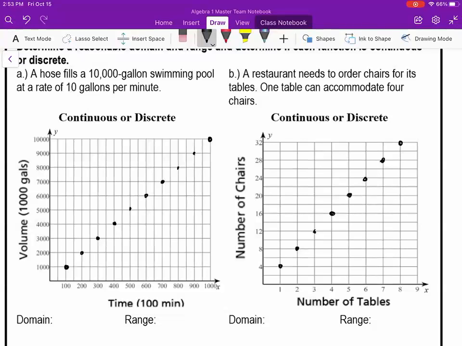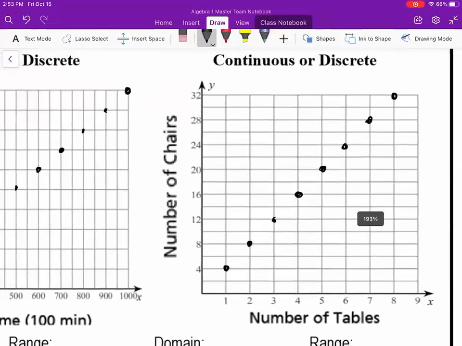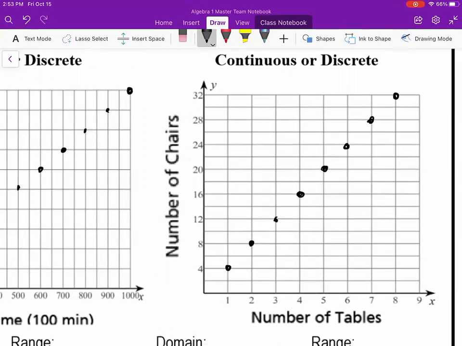All right, so the biggest question here is, should we connect the dots? And I wanna start with letter B because it's easier to visualize whether this is continuous or discrete. So we know that after when we get 2 tables, we have 8 chairs. But can we have, for example, 3.5 tables? Is that possible? Well, we could get some chairs. That's not the problem. But we can't get 3.5 of a table because we can break a table in half. If we break a table in half, it won't be a table anymore.